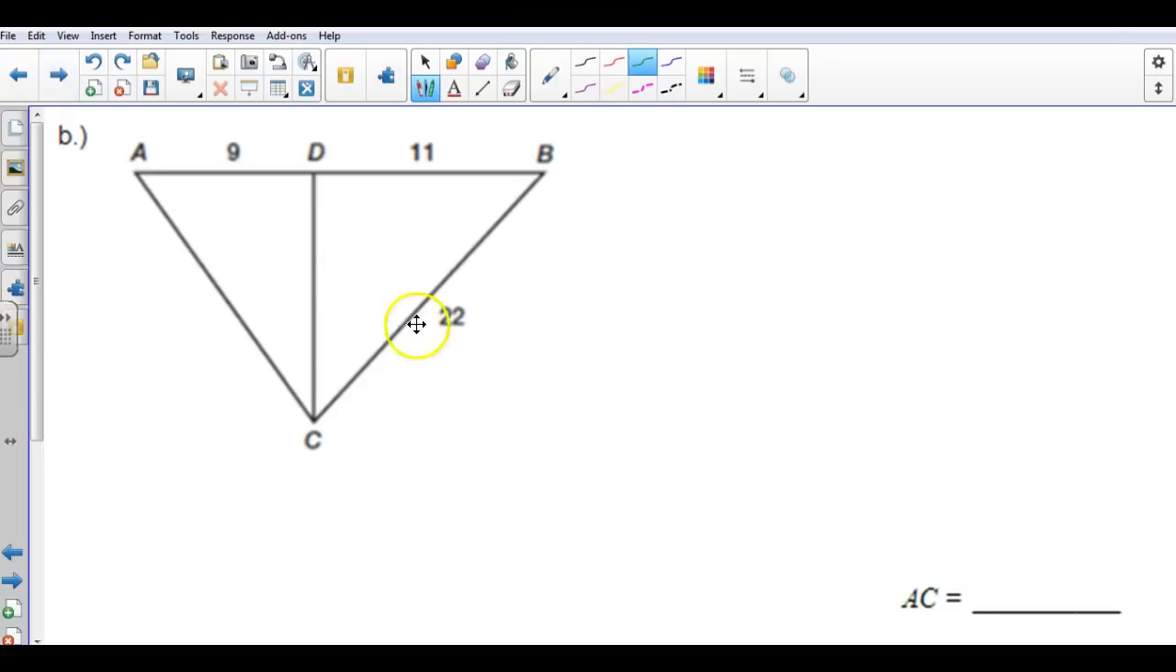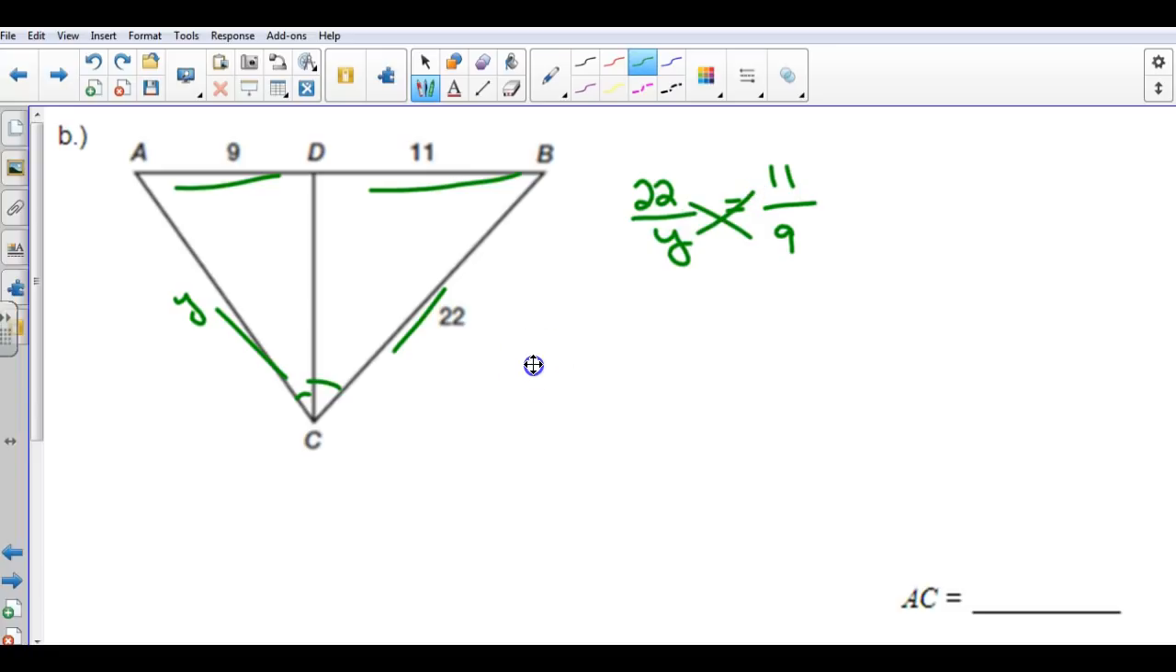In this next one, we're given the same thing. So CD is bisecting angle C, and we want to figure out what segment AC is. So I'm going to label that as the letter Y. Same thing here. I can take 22 over the Y. So if I look at those corresponding parts, 22 over Y, the order matters. If I started with 22, I need to go back to this 11 over the segment length of 9, and I can cross multiply and end up with 11Y is equal to 22 times 9.